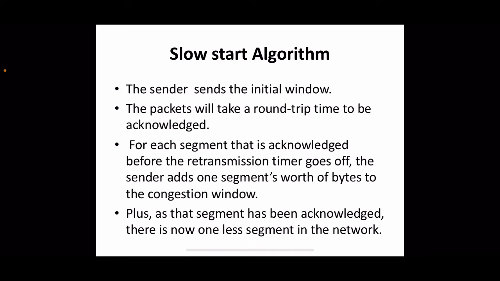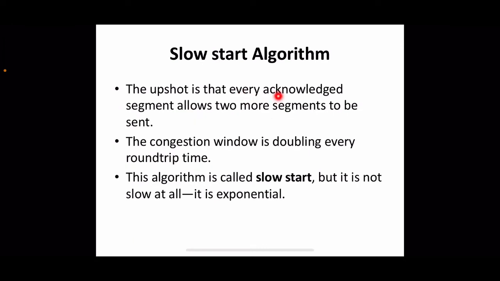As we know, in the transport layer, each byte is actually separately addressed, right? That is why the sender adds one segment's worth of bytes. And plus, already one segment was sent, right? So that gap is also there. For that also one more segment will be added. So corresponding to one acknowledgement, one segment will be added. Corresponding to successfully sent data, another segment will also be added. So in effect, for every acknowledged segment, two more segments will be added to the congestion window. So the congestion window is doubling every round trip time. And this algorithm is called slow start, even though it grows exponentially, right?